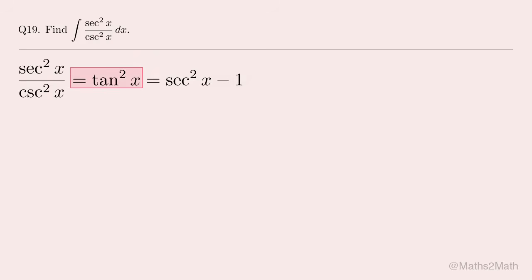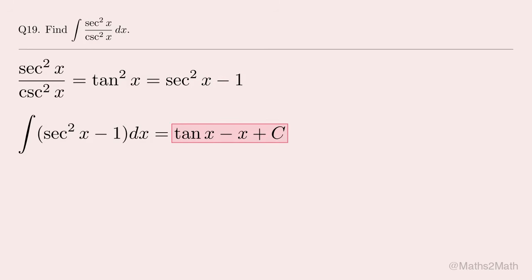Question 19. A ratio of the two squared reciprocals. It is simply tangent squared, and tangent squared is secant squared minus 1. Convert to sines and cosines. The ratio is tangent squared, rewritten via the identity. Integrate tangent minus x.